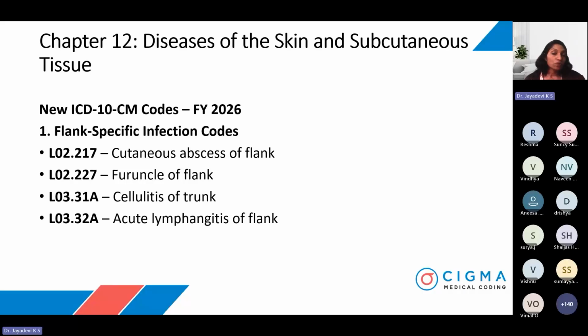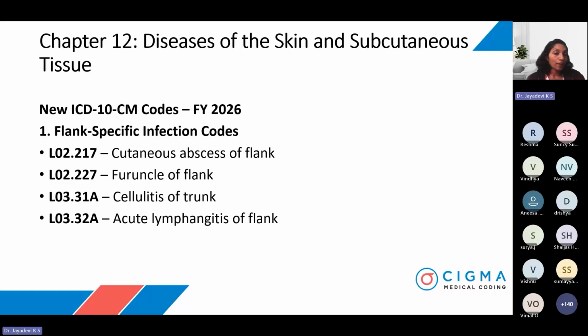L02.217 is for cutaneous abscess of the flank. These codes are very useful. Pain, abscess lower abdomen, upper abdomen, middle abdomen are unspecific conditions. But now there's a specific code for flank. Any disease condition of the flank is in the code adopted. Now this L02.217 is cutaneous abscess of flank.